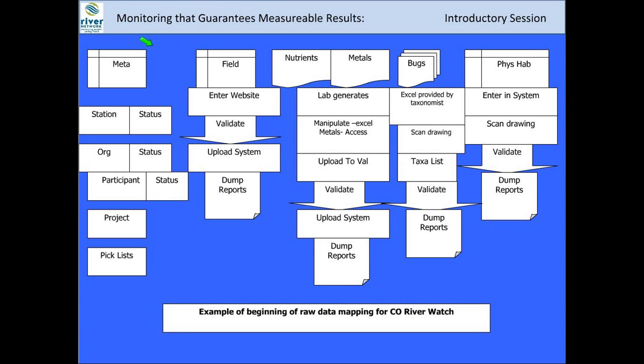What you're looking at on the screen is an example of a roadmap I gave a database builder of all the different things we generate. We generate metadata, field data, nutrient data, metals data, bug data, phys-hab data, and how it individually gets into our database and comes out as an output. For example, our field data, our volunteers enter on our website. But our bug data, we get an Excel sheet from the taxonomist. We scan in the example where they draw, and we enter that by hand. So I can map out how all of this data ends up getting into raw data dumps or in reports.